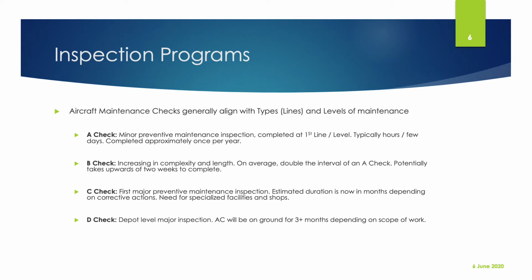D checks, D for depot level maintenance inspections. Now we're talking about the aircraft being on the ground for 3+ months, and the scope of the work is greatly increased. Of my recent aircraft that had just gone through its first depot level inspection, I was looking at about 100 days plus from what was a scheduled 44 days. So you can see in that regard just how much corrective maintenance would potentially be done as part of a D check.